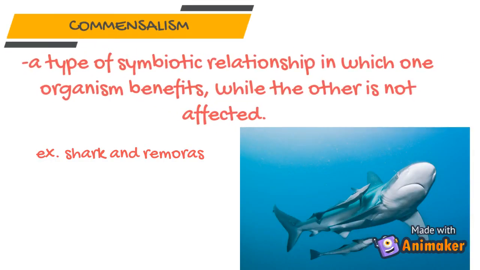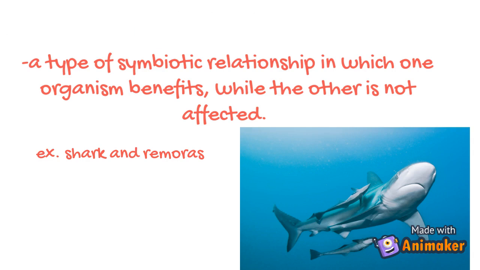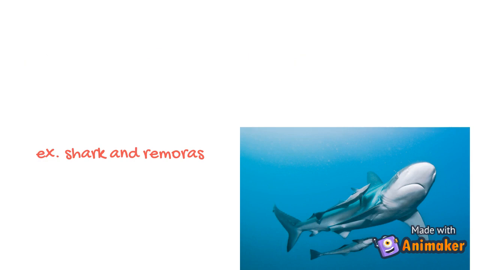Then we have commensalism, a type of symbiotic relationship in which one organism benefits, while the other is not affected. The relationship between shark and lemurs is an example of commensalism. The lemur attaches itself to the shark's body, gets a free ride, and feeds on scraps of food left over by the shark. The shark, however, is not affected by the lemur.